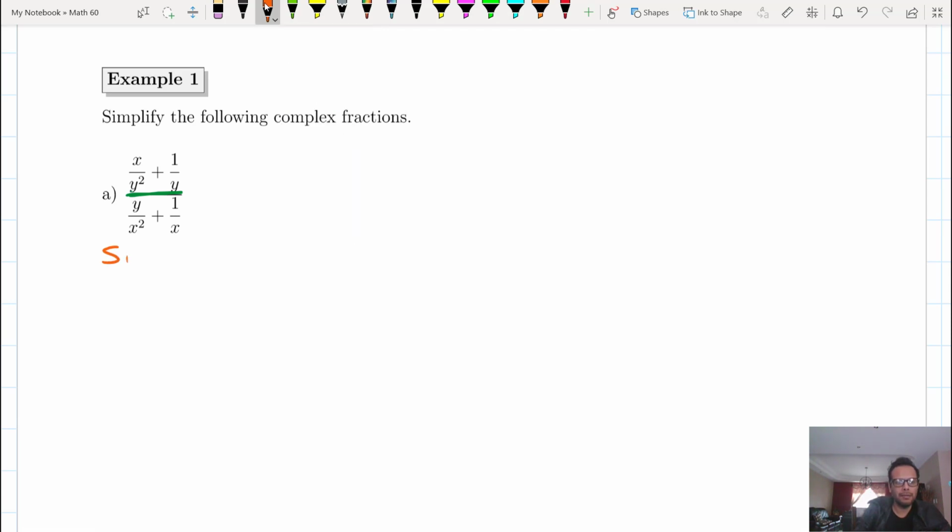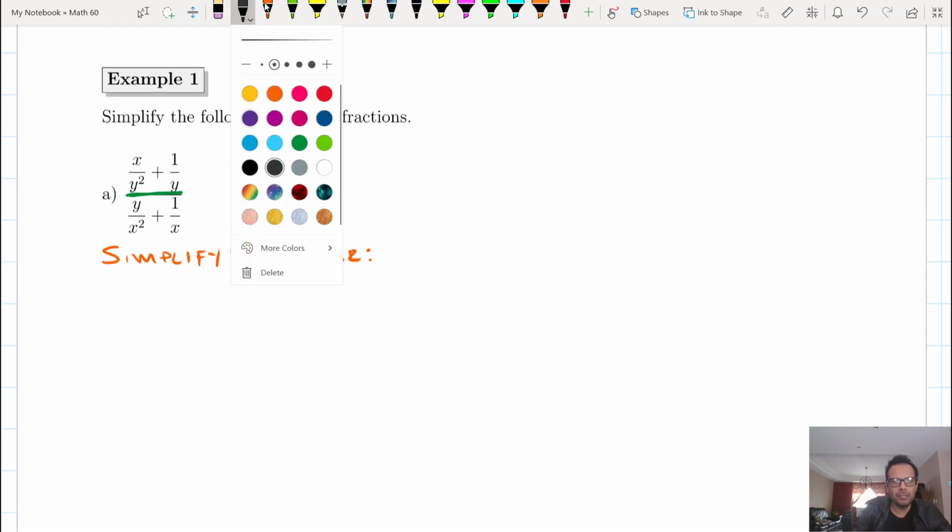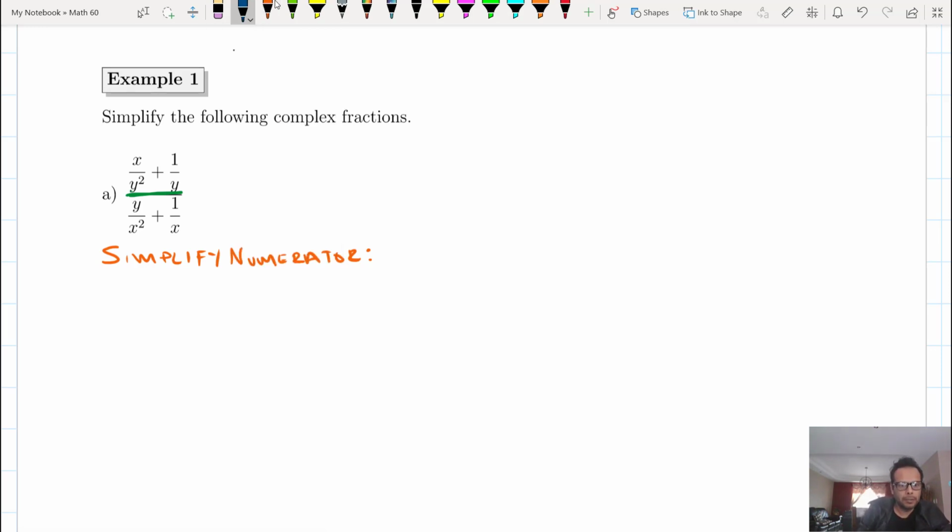Okay, so let's simplify the numerator. To simplify the numerator, we do the following. Let's write it down again. Let me change color here, let's change it to some blue. I'm going to write x divided by y squared, which is the numerator, plus 1 over y. And I'm going to simplify this.